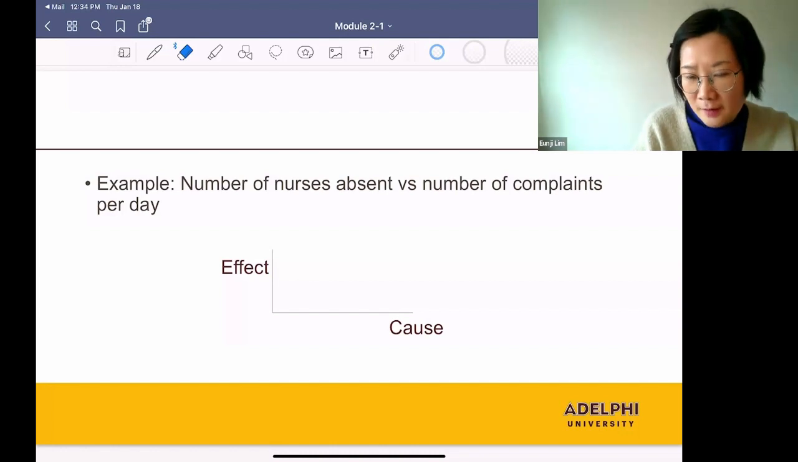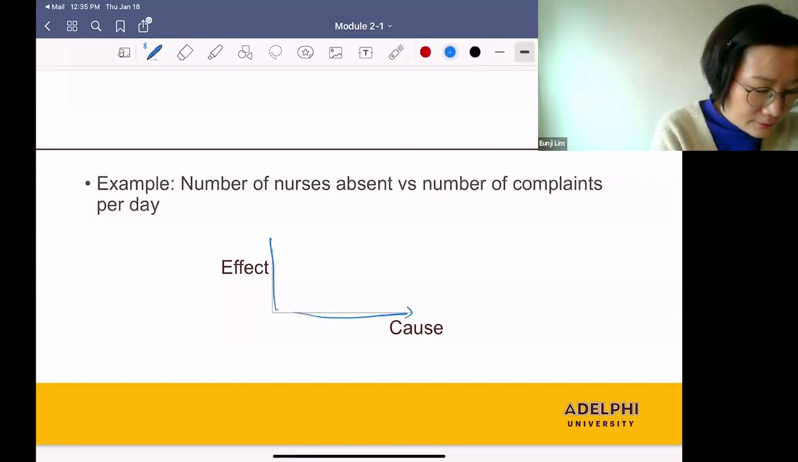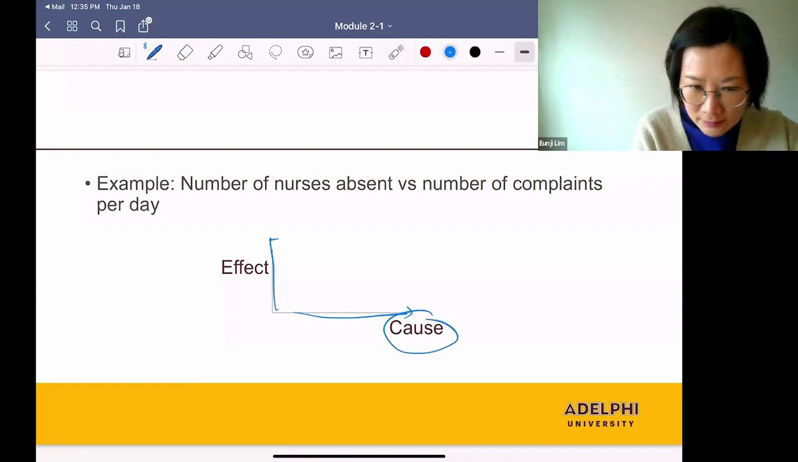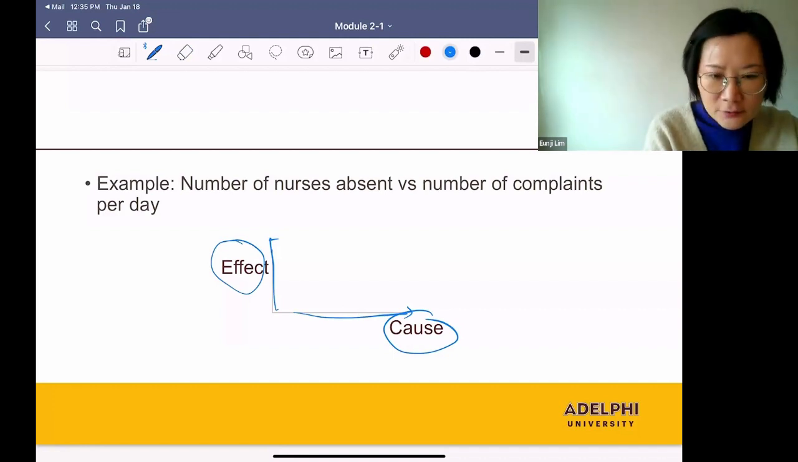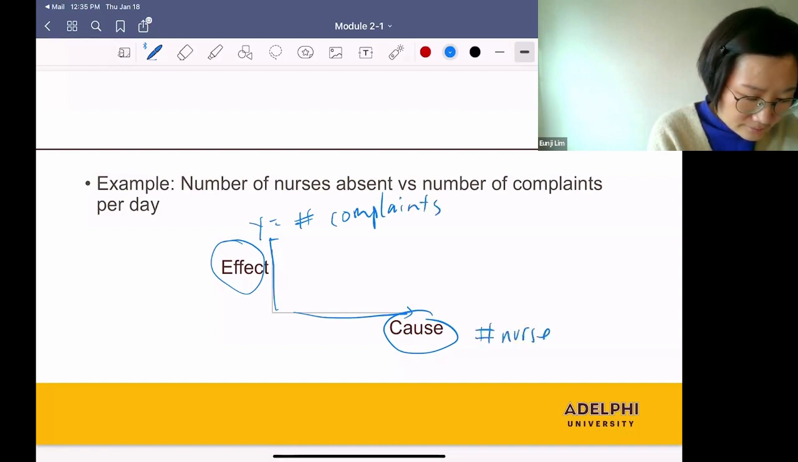You want to create a scatter diagram. Now, which one should be on the x-axis? And which one should be on the y-axis? Typically, the cause of the problem is on the x-axis and the effect of the problem is on the y-axis. Y depends on x. So you think the number of complaints depends on the number of nurses who called in sick. So Y is the number of complaints you received, and X is the number of nurses who called in sick.